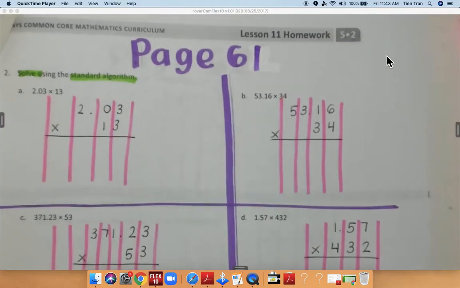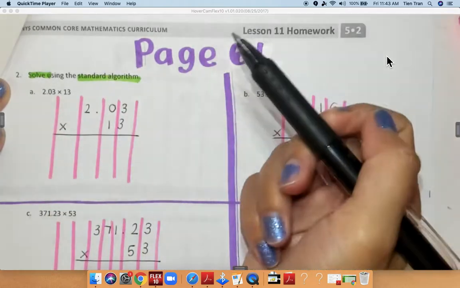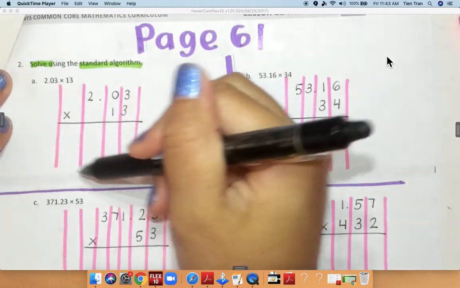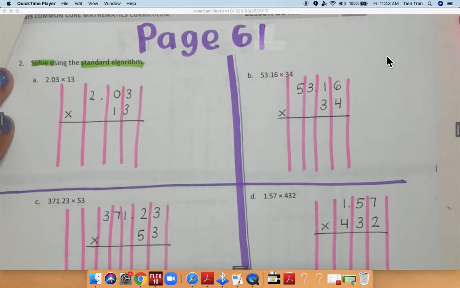On page 61, we are doing the standard algorithm. They ask you to solve using the standard algorithm. The standard algorithm looks like this. It is not the area model.